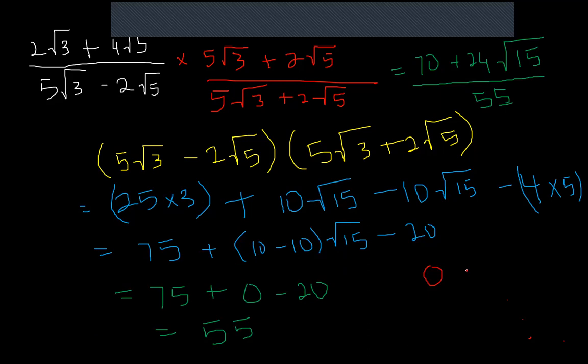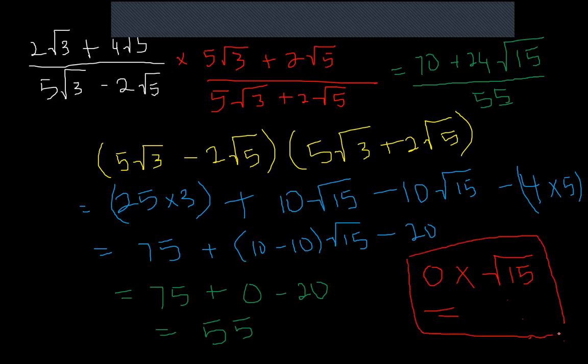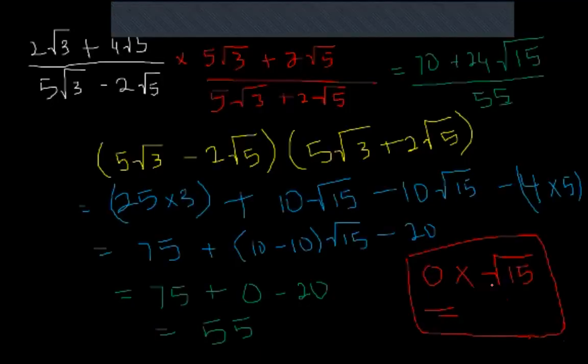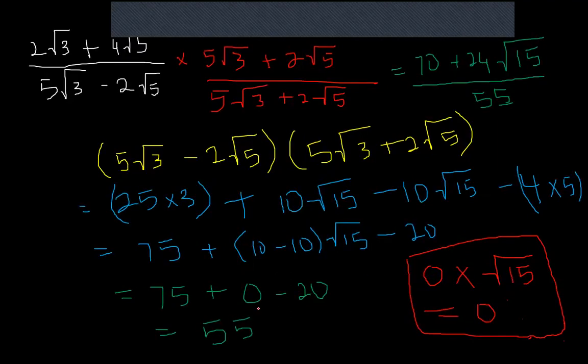0 multiplied by the square root of 15. Anything multiplied by 0 is going to give me back 0. And if you have a calculator with you right now, you could actually punch this into a calculator. Put 0 times the square root of 15, you're going to get back 0. And that is why I have the 0 here. You good now?